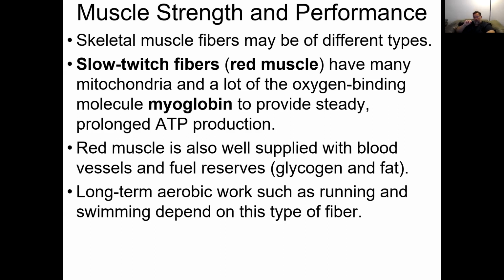Red or slow twitch fibers also tend to be darker red, and again, just like the name says, they're just a little bit slower in their contraction rate, but they have the ability to have a lot of endurance. Why is having mitochondria associated with slow twitch fibers so important? It also contributes to their endurance.